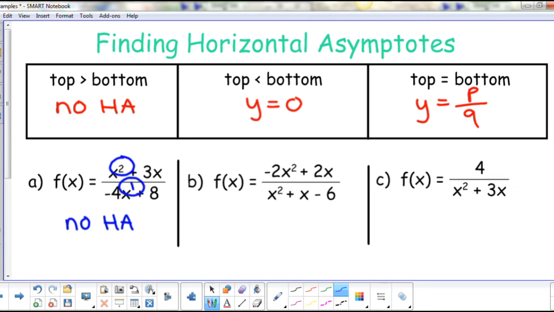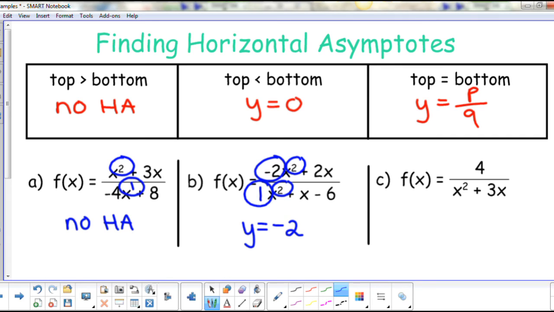In letter B, I have a degree of 2 in my numerator and a degree of 2 in my denominator. So since they are equal, I'm going to create a fraction out of their leading coefficients. So my leading coefficient in the top is a -2, and my leading coefficient in my denominator is a +1. So I have -2 over 1, which gives me a horizontal asymptote at y equal to -2.